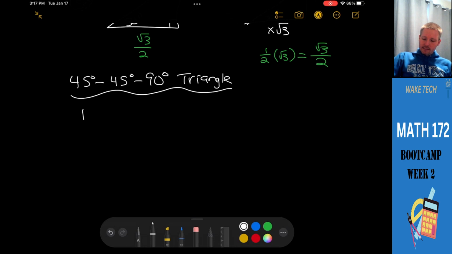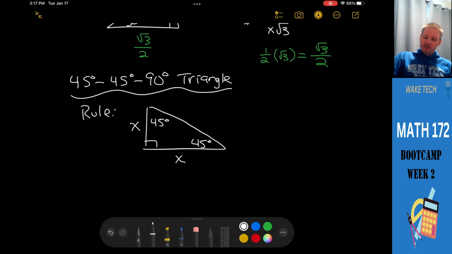Again, it works in the same sort of way. We have a rule for it. The rule is: across from the 45-degree angles, we have x. Across from the 90-degree angle, we have x times the square root of 2.